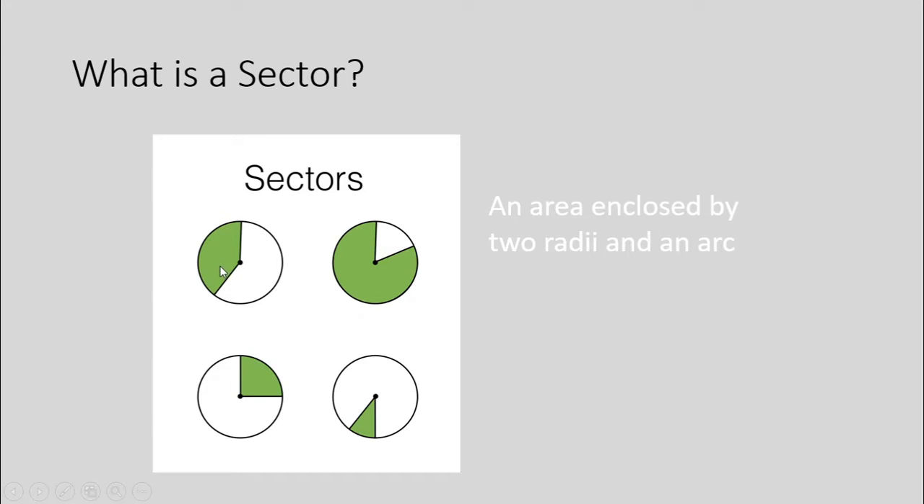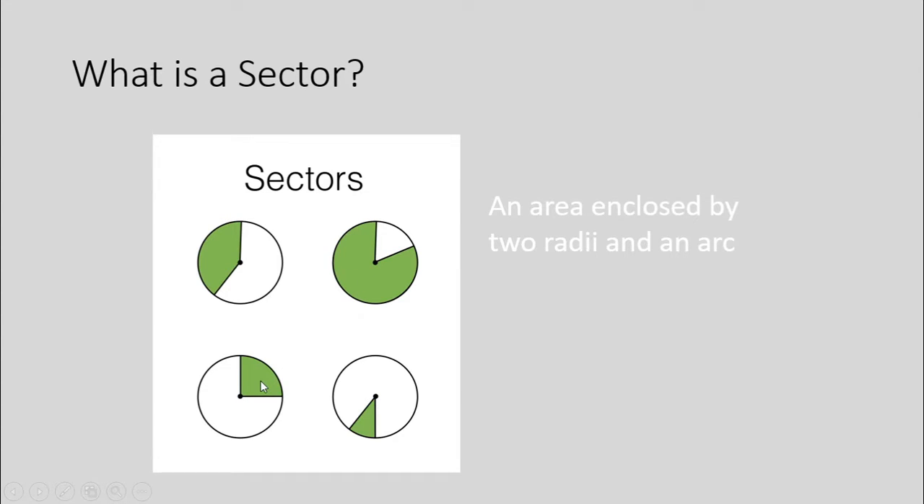So looking over here, I can see this sector is enclosed by these two radii and a minor arc. That makes this a minor sector. The difference between a major sector and a minor sector is that a minor sector is less than half of the circle, while the minor arc is less than half of the circumference. So minor sector, major sector.